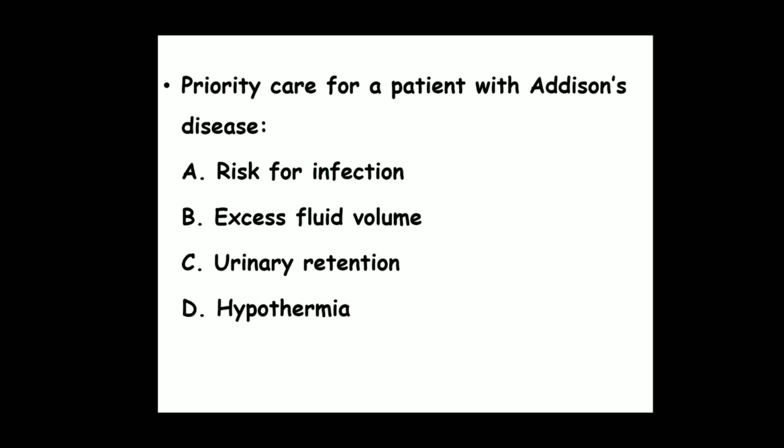Priority care for a patient with Addison's disease. Risk for infection, excess fluid volume, urinary retention, and hypothermia. The priority care is risk for infection. Remember, Addison's disease decreases the production of all adrenal hormones. Cortisol and the other hormones are stress hormones. When their levels decrease, it compromises your body's normal stress response, and it increases the risk of infection, especially lower respiratory tract infection. So risk of infection is the most important priority for a patient with Addison's disease.